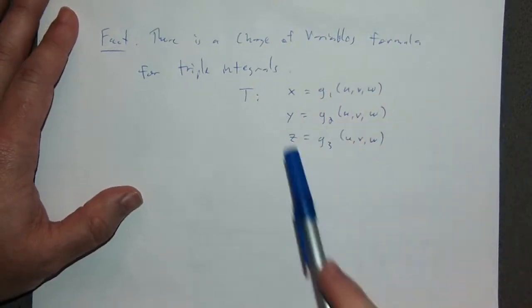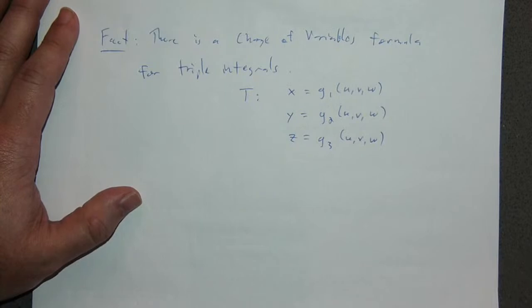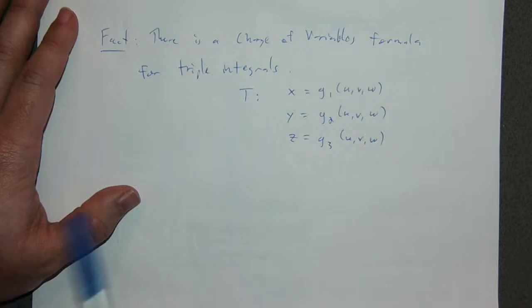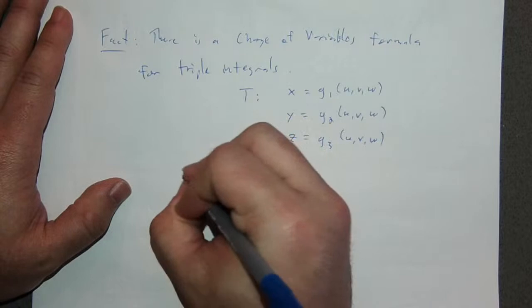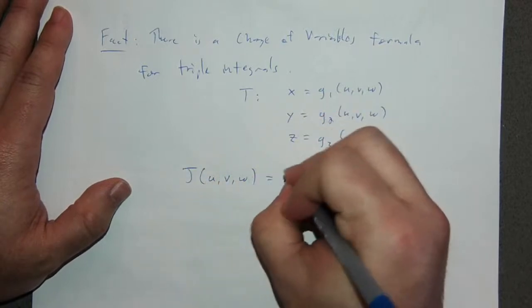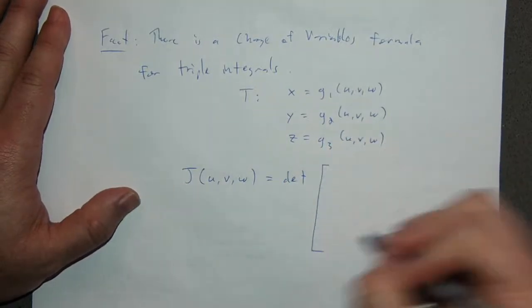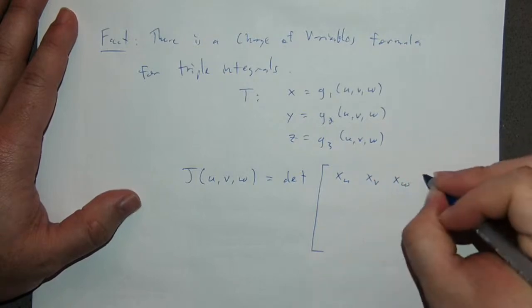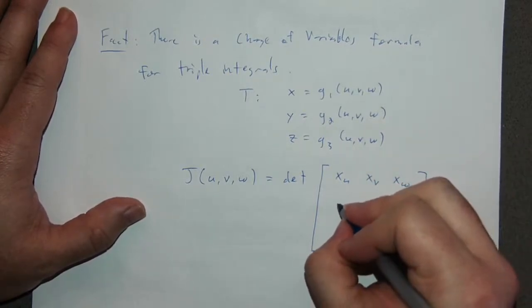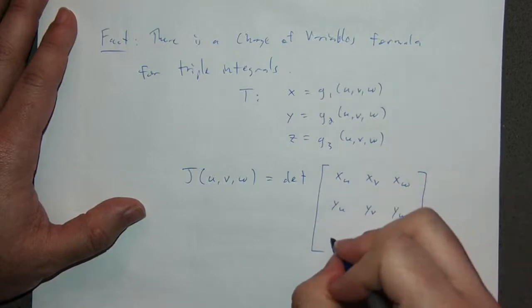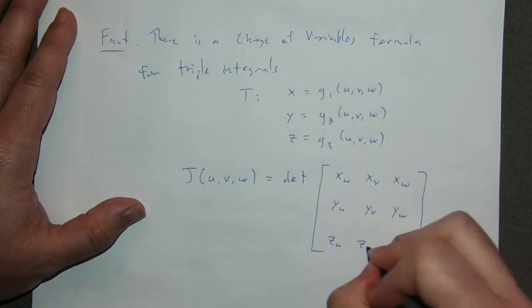We can compute the Jacobian of this thing. It's defined in exactly the way that it should be, but it's the determinant of a 3 by 3 matrix, unfortunately. So the Jacobian is the determinant of the 3 by 3 matrix with rows x sub u, x sub v, x sub w; y sub u, y sub v, y sub w; and z sub u, z sub v, and z sub w.